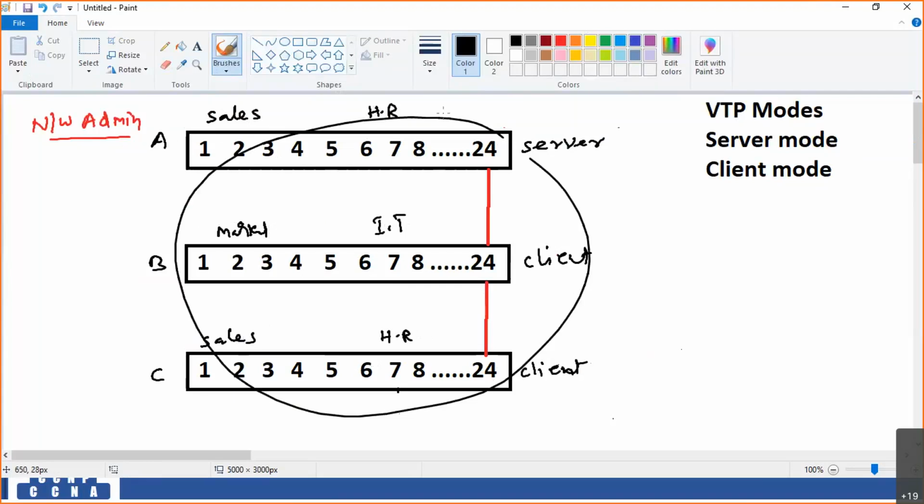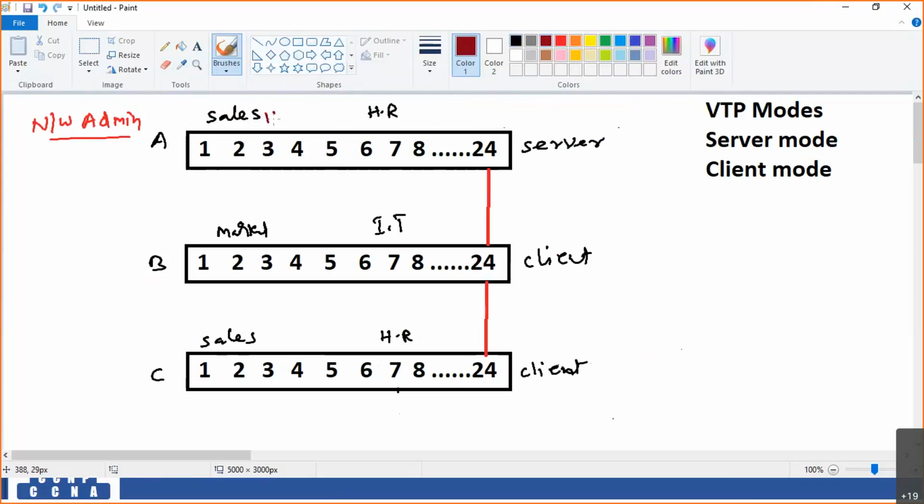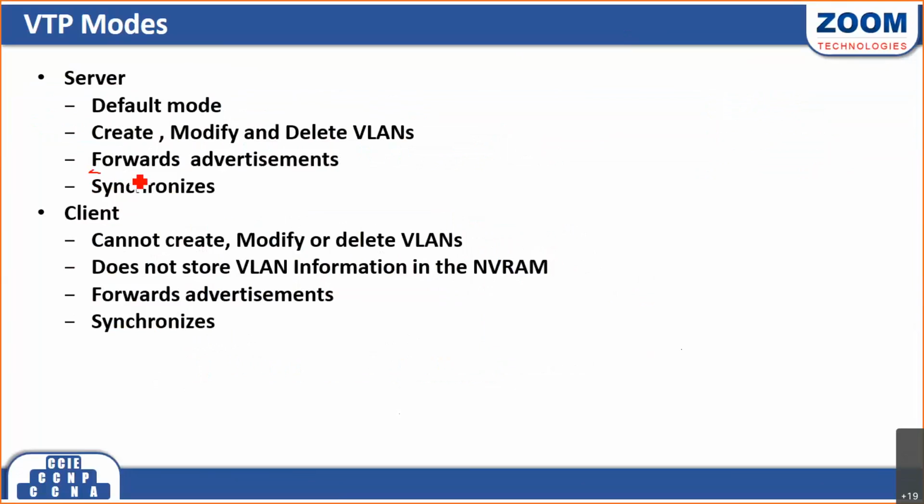Out of 3 switches, where can we create VLANs? In which switch can we create VLANs? Server. The server switch. In switch A because it is the server switch, right? Okay. So in the server switch, I have created VLAN 10 for sales, VLAN 20 for HR. Now what will the server switch do? Update to client. It forwards advertisements.